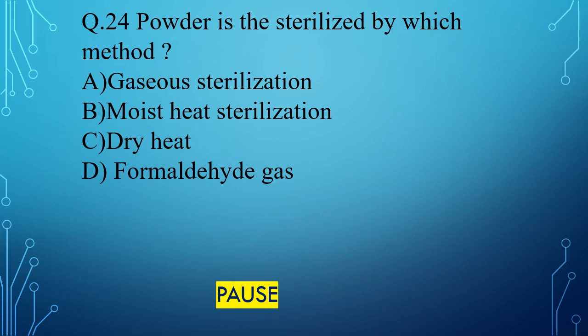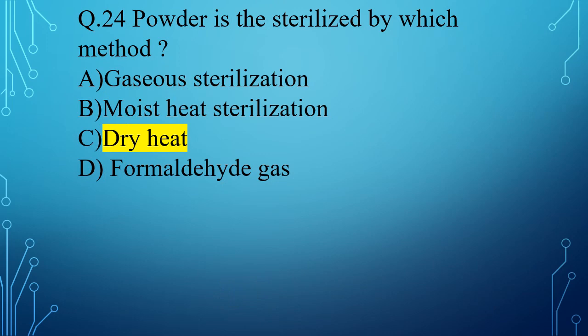Question 24. Powder is sterilized by which method? Option A, gaseous sterilization method. Option B, moist sterilization method. Option C, dry sterilization method. And option D, formaldehyde gas. Right answer is dry heat sterilization method.